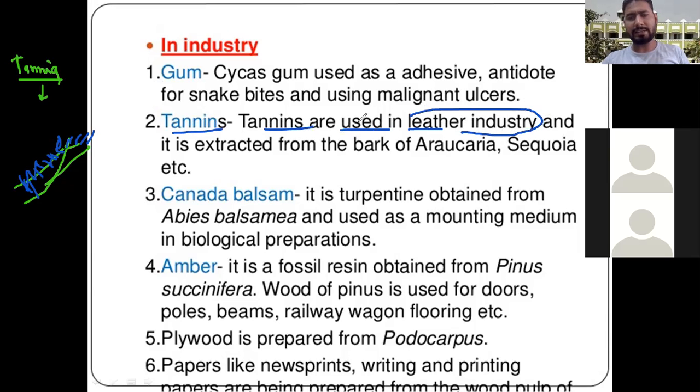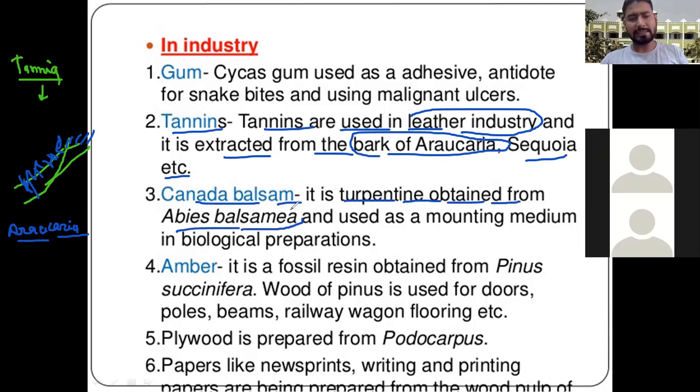Tannins are extracted from the bark of Araucaria. Clear? We obtain tannins from the bark of Araucaria and Sequoia, etc. And there is Canada balsam, a turpentine obtained from Abies balsamea. Very important, this is a PYQ. Abies balsamea, Canada balsam.